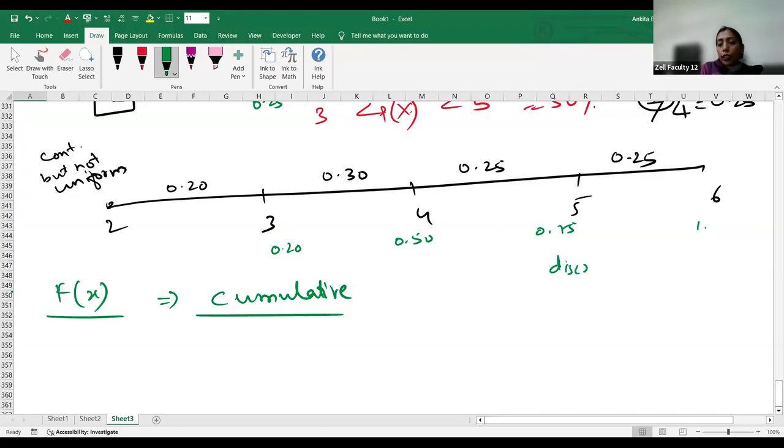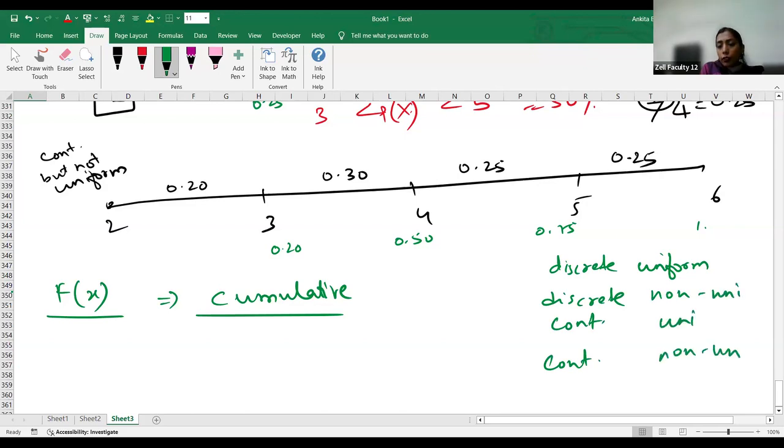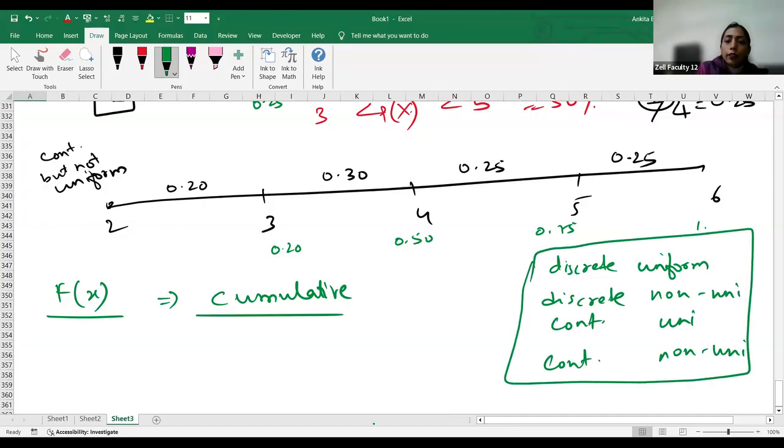So we studied 4 types: discrete uniform, then we have discrete non-uniform, then we have continuous uniform, and we have continuous non-uniform. This is uniform and this is non-uniform. Okay, so these 4 types are available.